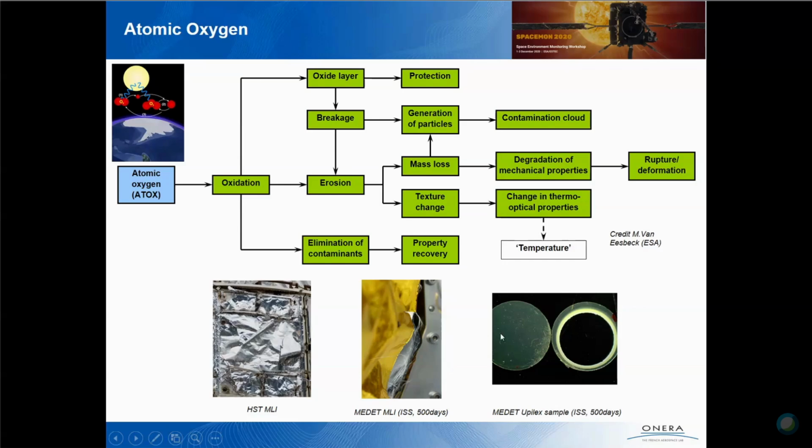As you can see on this picture, you have an example of the Hubble MLI and some samples of the MLI of MEDET that was on board the EuTEF on the ISS. So obviously this chemical and physical damage to mostly polymeric materials alters surface characteristics and degrades the thermo-optical and mechanical properties of the material.